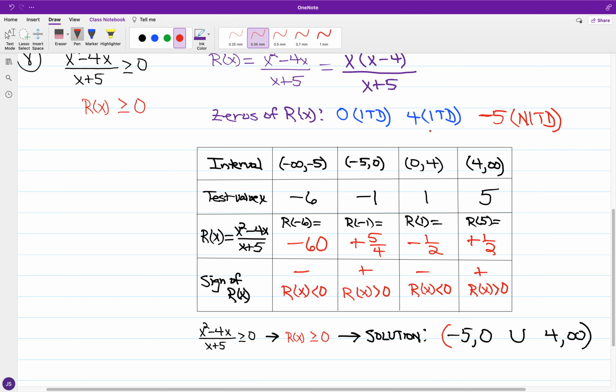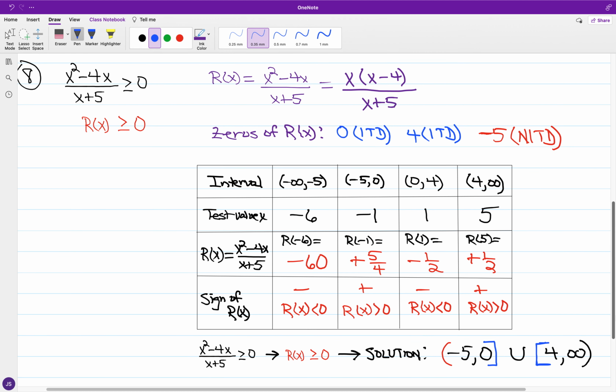Now both 0 and 4 are in the domain, so those numbers will be enclosed in the brackets. Okay, and so this will be the interval solution for what we have for this particular rational inequality.